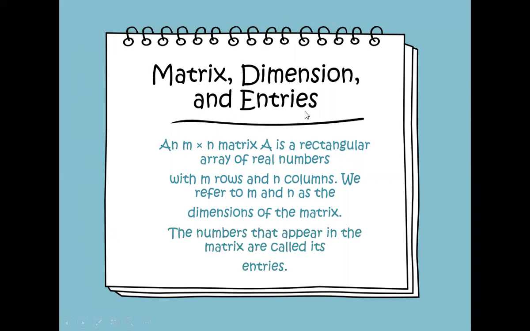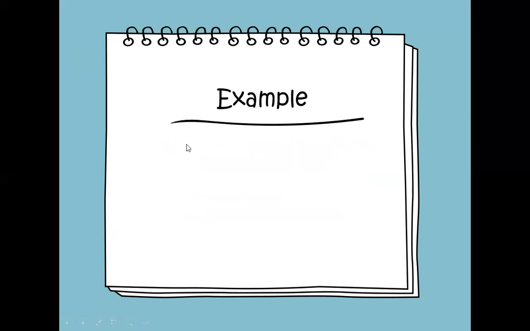And the numbers that appear in the matrix are called entries. So you need to know that in M times N, M refers to rows and N refers to columns. Let's have a quick example. So here we have A equals 2, 0, 1, and 33, -2, and 0.